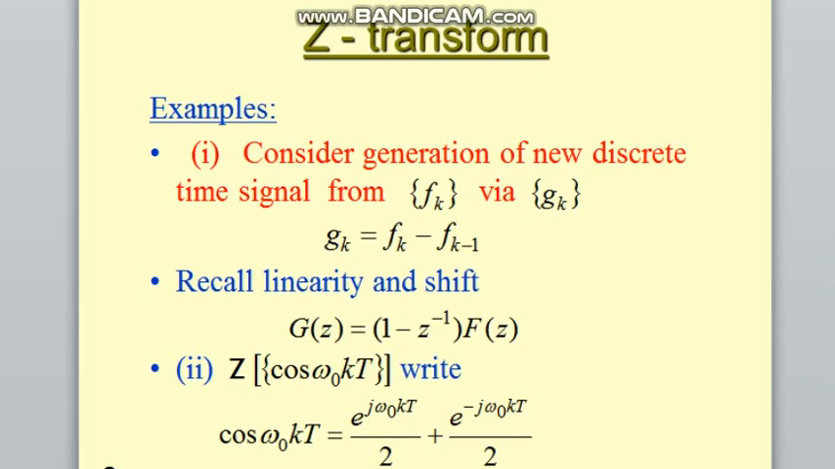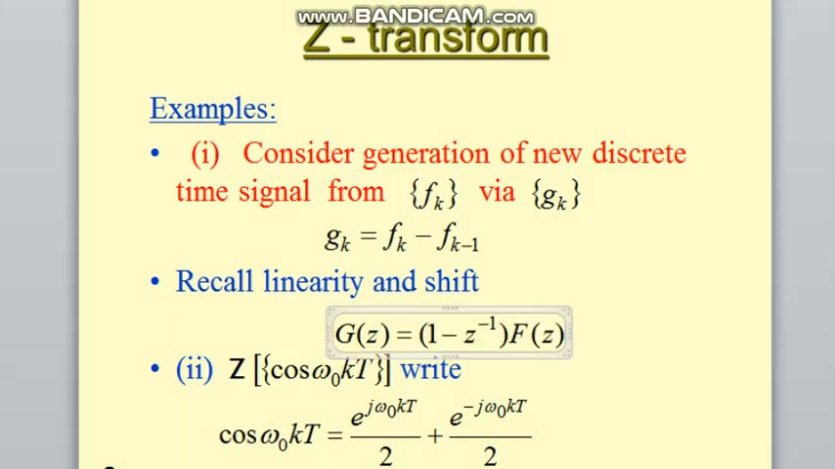recalling the linearity and shift property, you definitely get this, because that is the linearity property, that means the jet transform works on both parts. So fk will be fz, fk minus 1 will be fz times z to the power minus 1, and just taking fz from both sides, you will get 1 minus z inverse like that.